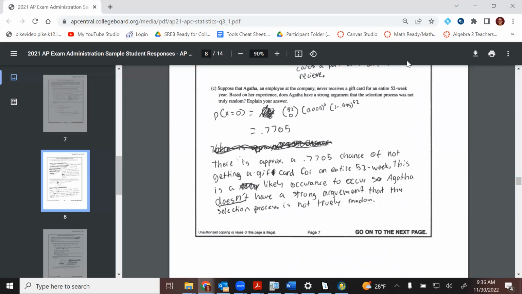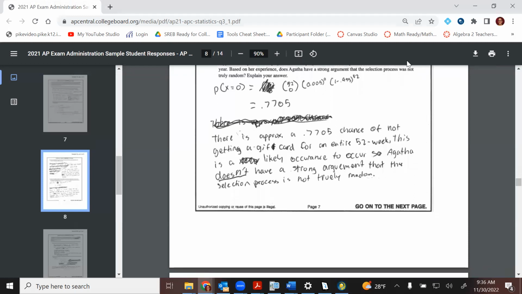Absolutely. I think that would strengthen your answer. So what you want to say in there is that this is happening more often than 5% of the time, so this is not statistically significant. It's happening far too often to be explained by anything other than most likely just random. So they don't have a strong argument that the selection process is not truly random.